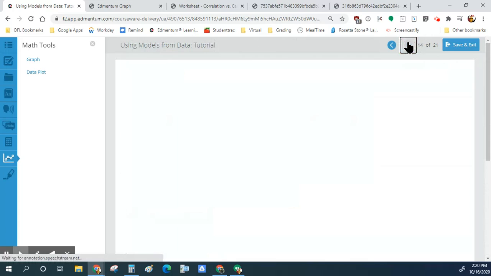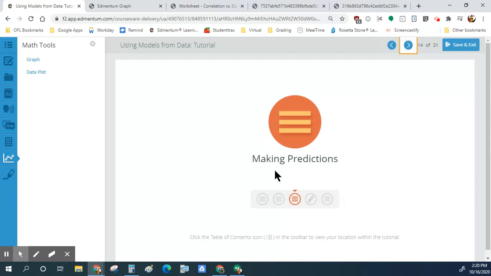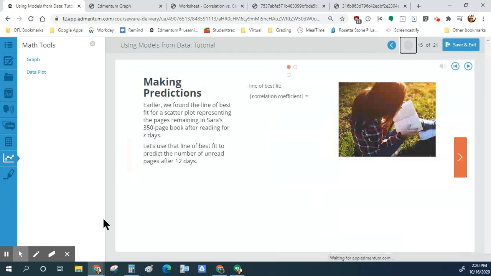All right, next one. Let's take a look here. Now we're going to use this to make predictions. That has to do with that line of best fit that we talked about. The stronger the correlation, the more reliable it is to make predictions. If it's really close to 1, it's very reasonable. Remember we said that word reasonable? It's very reasonable to make a prediction using this graph.